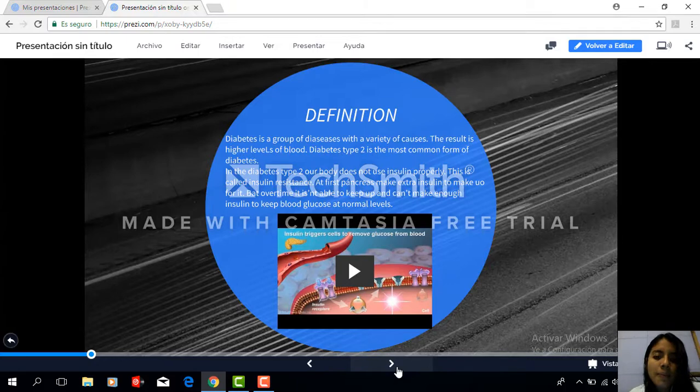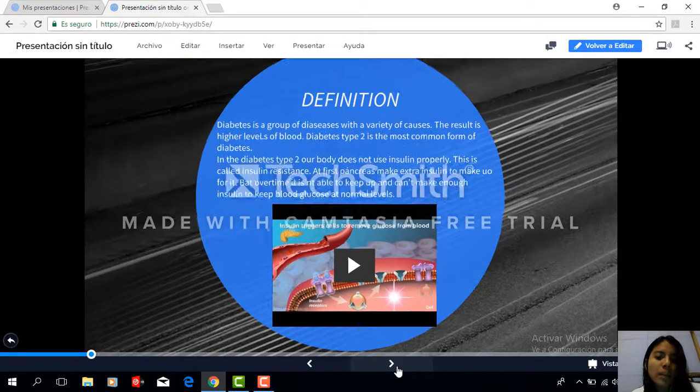Diabetes type 2 is the most common form of diabetes. In diabetes type 2, our body does not use insulin properly. This is called insulin resistance. At first, the pancreas makes extra insulin to make up for it, but over time it is unable to keep up and cannot make enough insulin to keep blood glucose at normal levels.